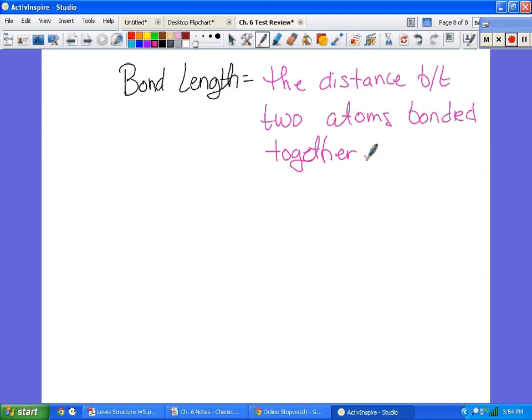Okay. Bond length, the distance between two atoms bonded together. I didn't understand what you meant by how we apply it. But I just couldn't... Yeah, just know what the bond length means. We didn't know it's measured in... Yeah, that's a good point. Let's talk about that.